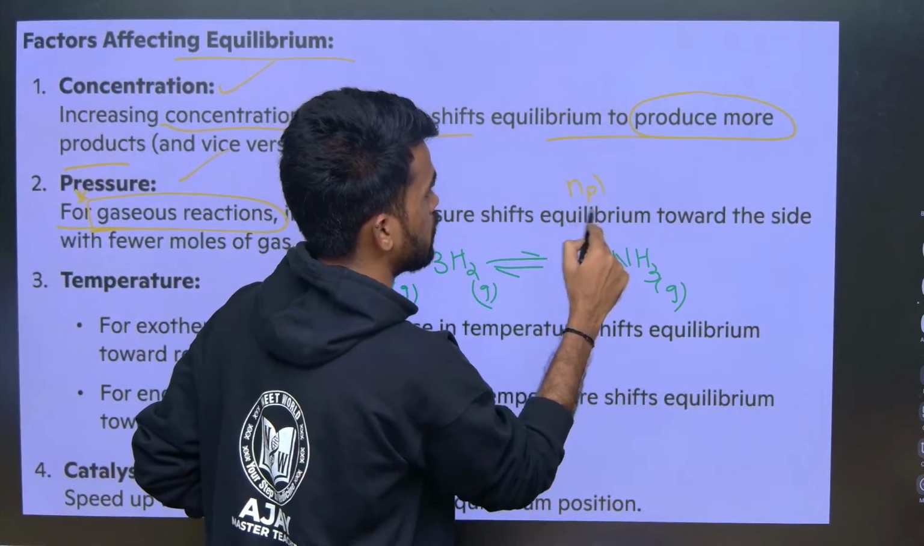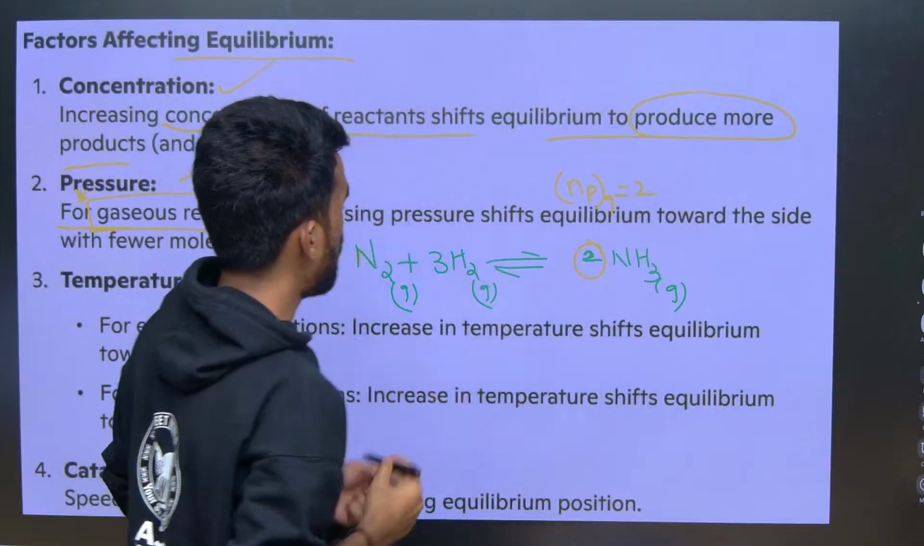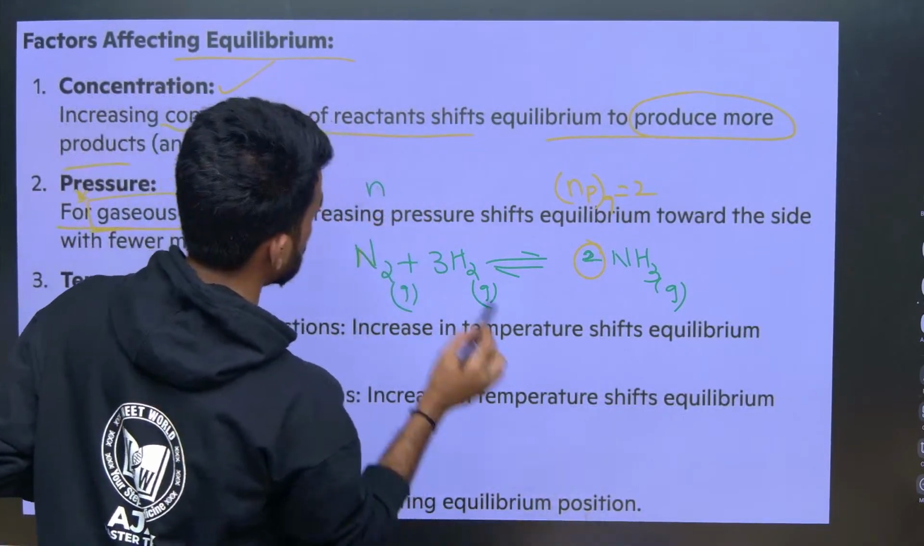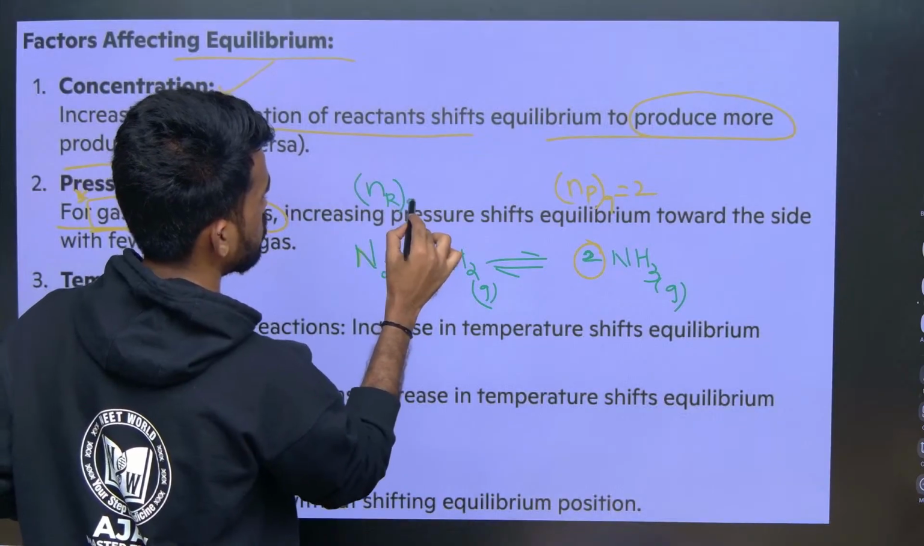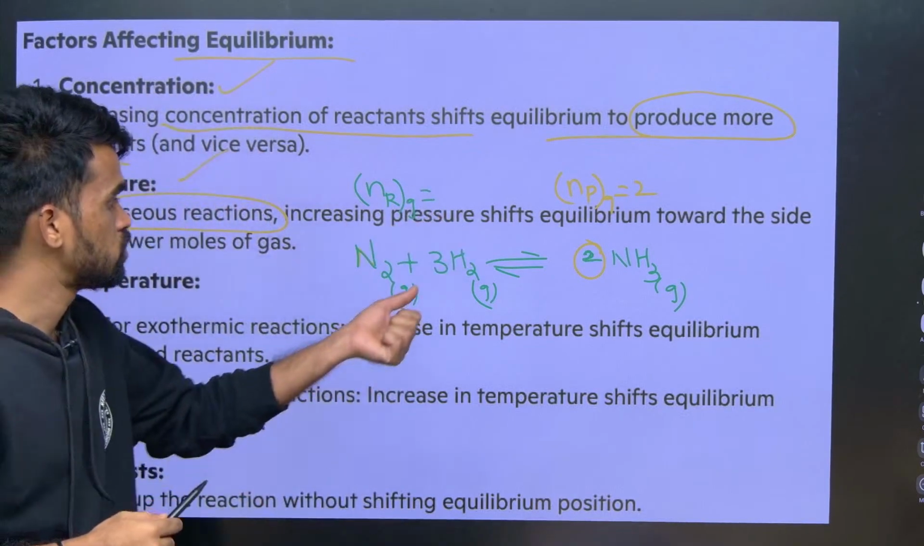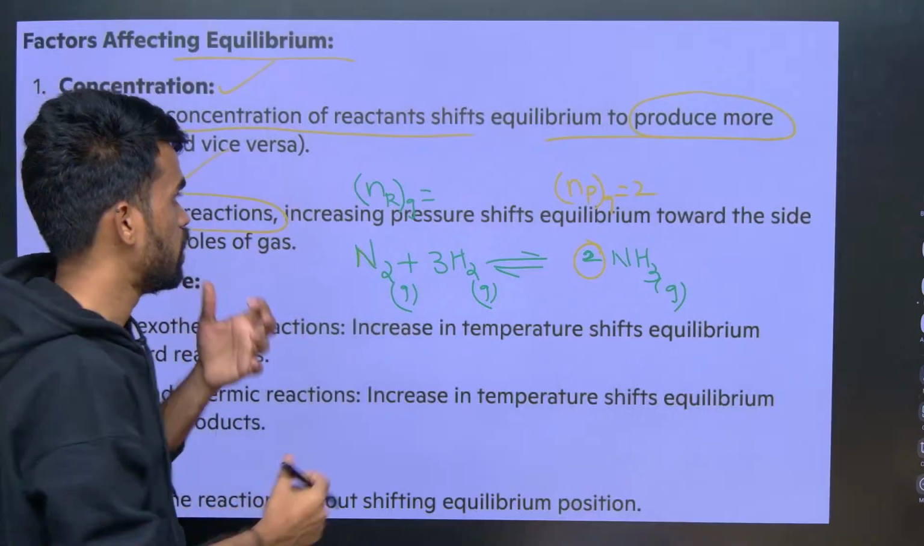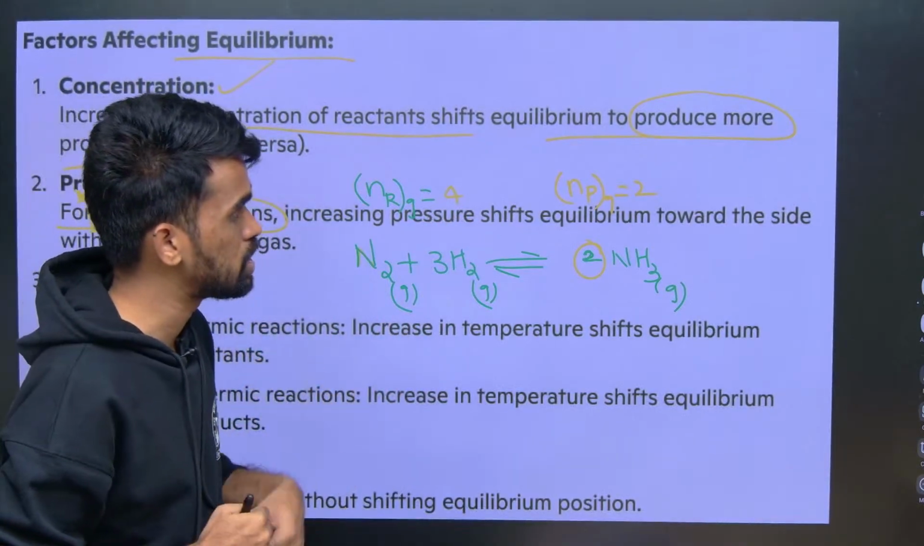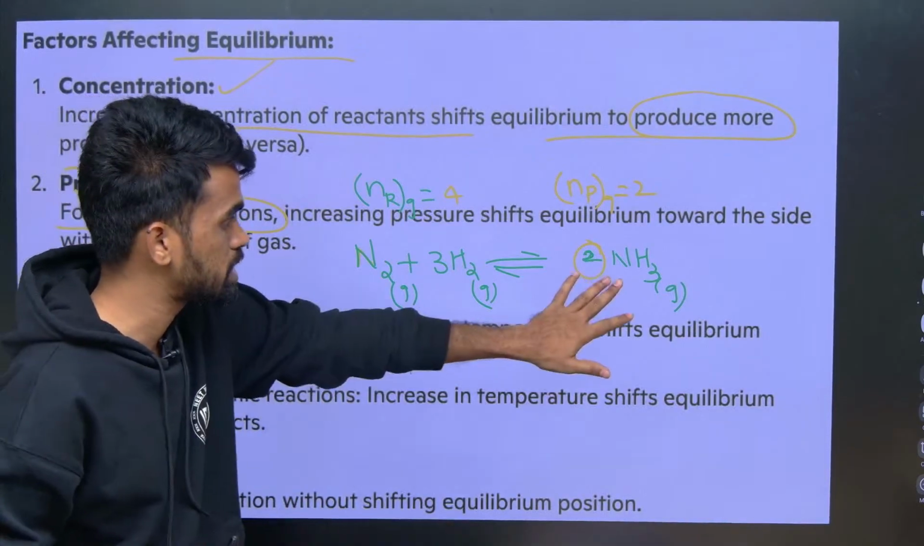How many products are in gaseous state? There are 2. And how many gaseous reactants are there? These are gaseous, these are also gaseous. 4 gaseous reactants are there. So which side has more moles and which side has fewer? The product side is less now.